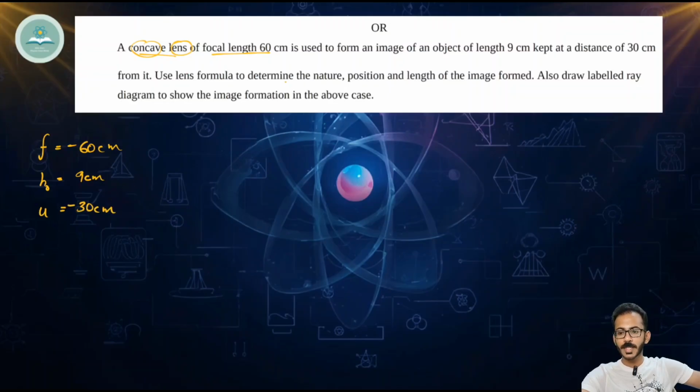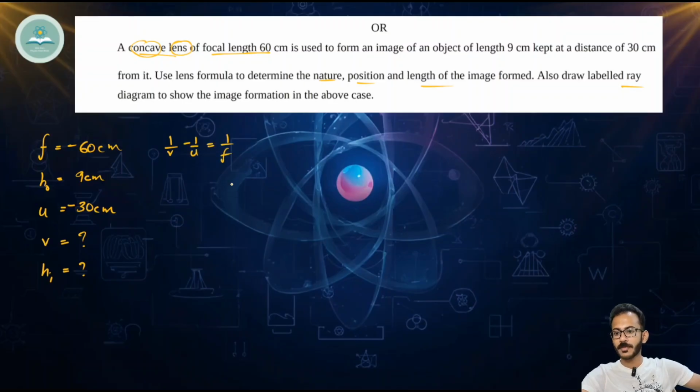Use the lens formula to determine the nature, position and the length of the image formed. We have to find out the image distance and height of the image. Also draw a labelled ray diagram. Ray diagram is also needed. Okay. So first of all, let's use the lens formula and find out the image distance. Lens formula is 1 by v minus 1 by u is equal to 1 by f.